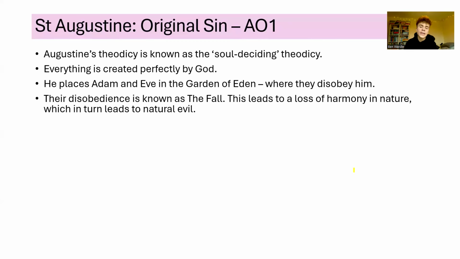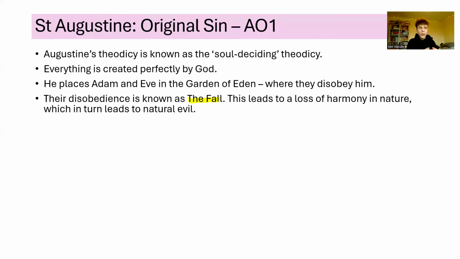And their disobedience is known as the fall, because it is a fall from grace. Everything is perfect. There is harmony between heaven and earth. There is a great relationship between God and humanity. But then Adam and Eve choose to disobey God, and that is known as the fall. And that, for Augustine, is the origin of both moral evil and natural evil.